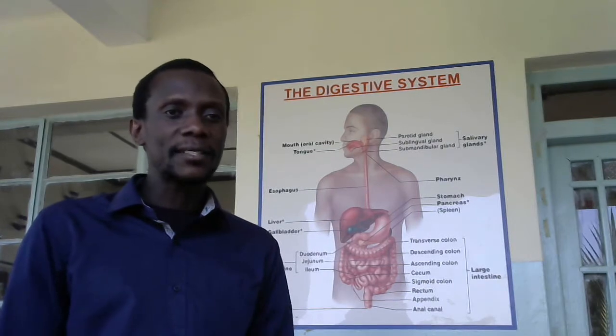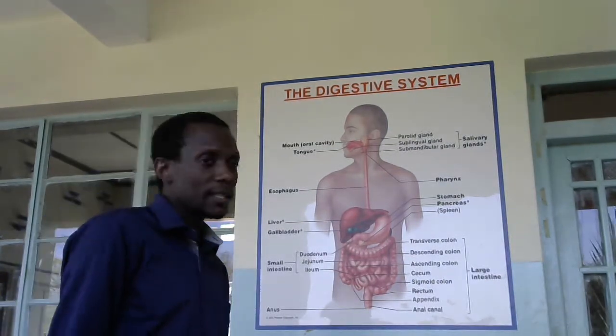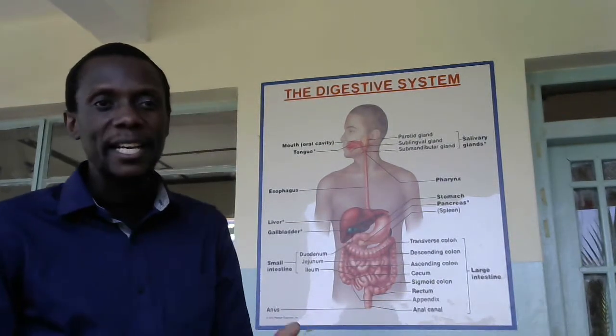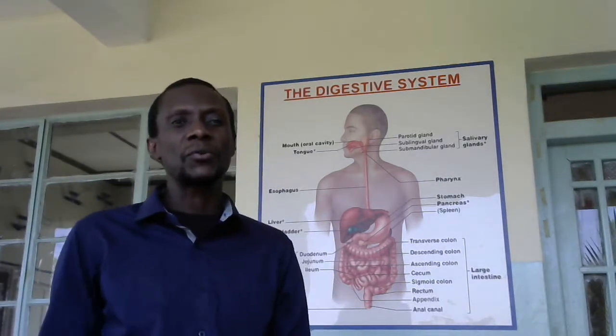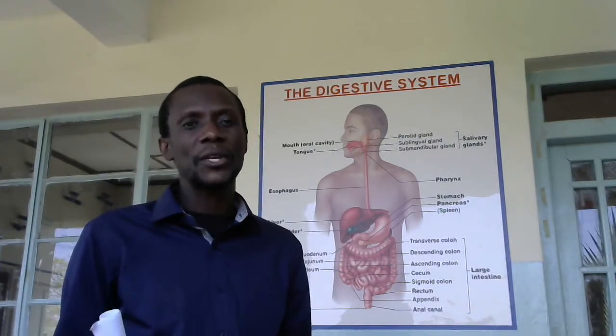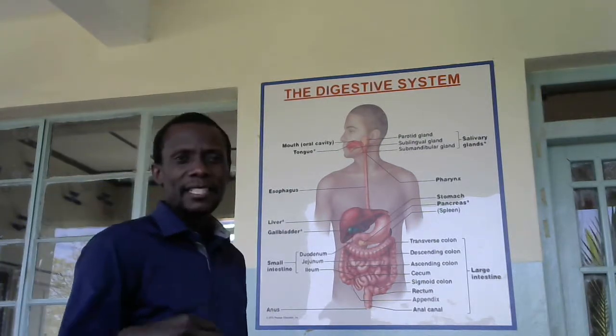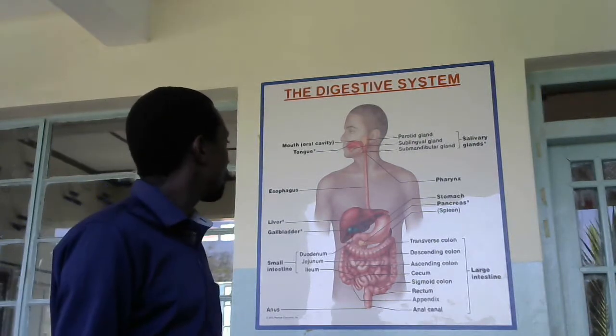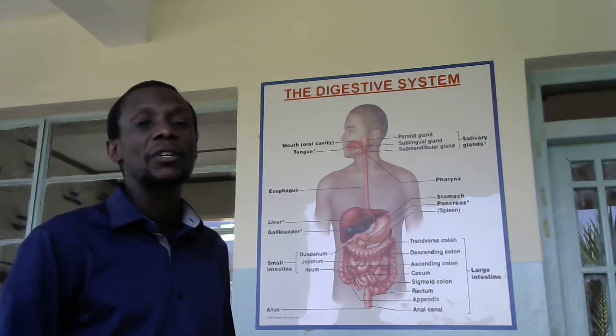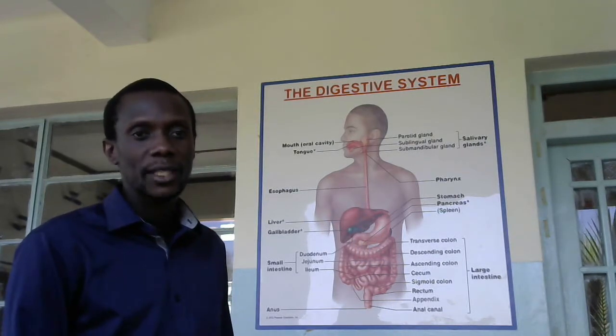Then the diseases of the system, we have got some that are communicable, some that can be passed on from one person to another, and some that are non-communicable. Let me begin with the non-communicable ones, the ones that cannot really be passed on. There's one in the stomach, they are called peptic ulcers.